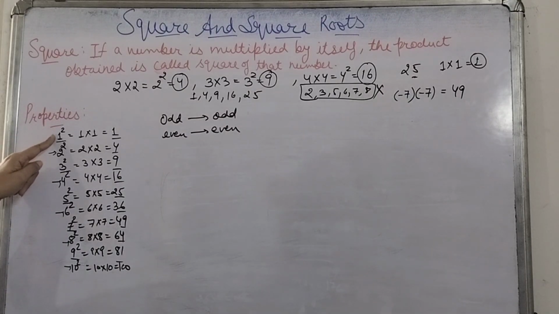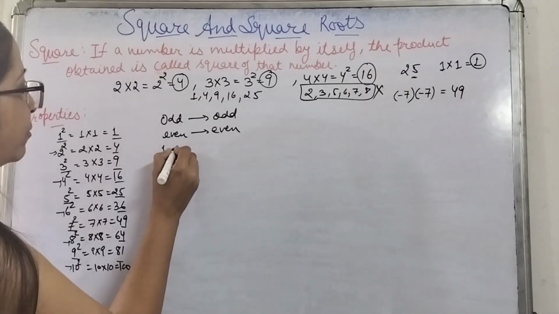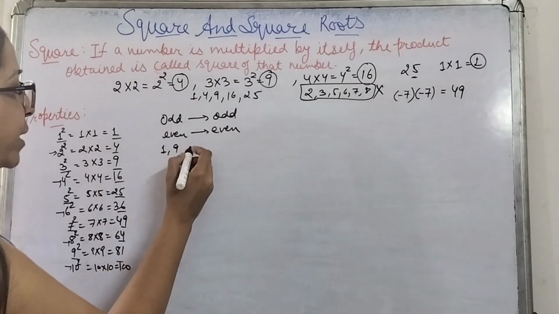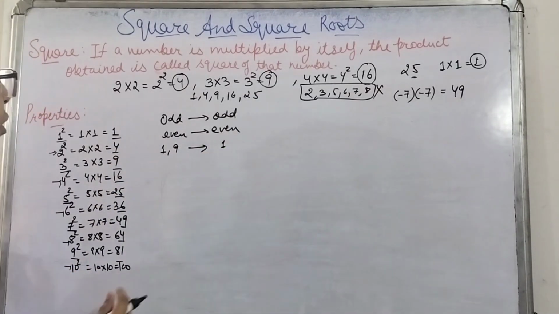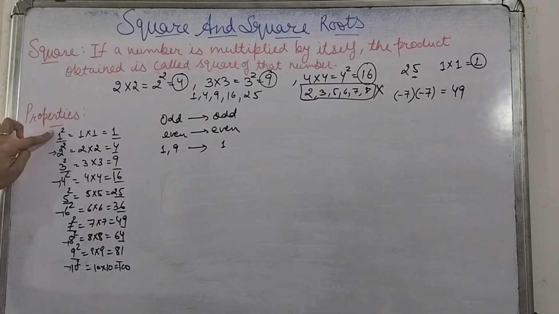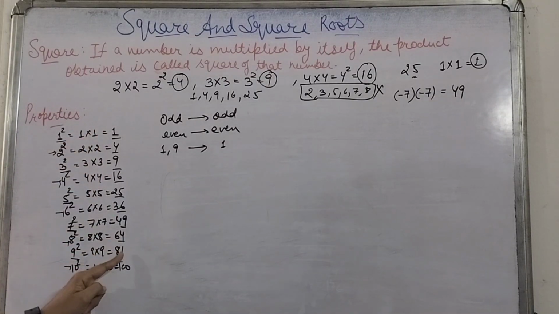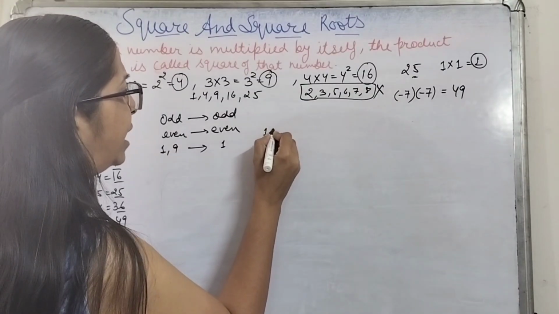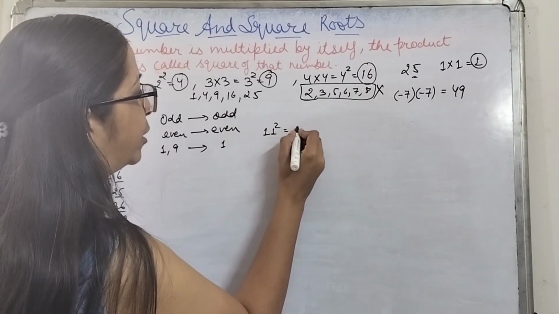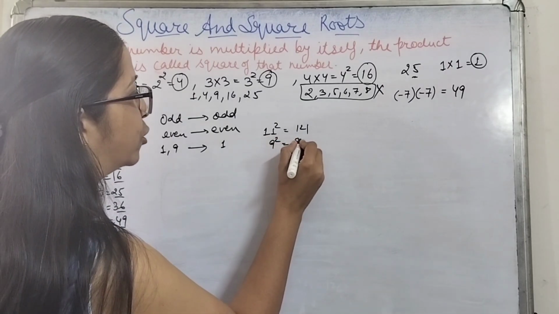ending with 1 or 9. If a number has either 1 or 9 at its unit place, then the square will have 1 at its unit place. For example, we can take 11. The square of 11 will be 121. If we take 9, the square of 9 is 81.